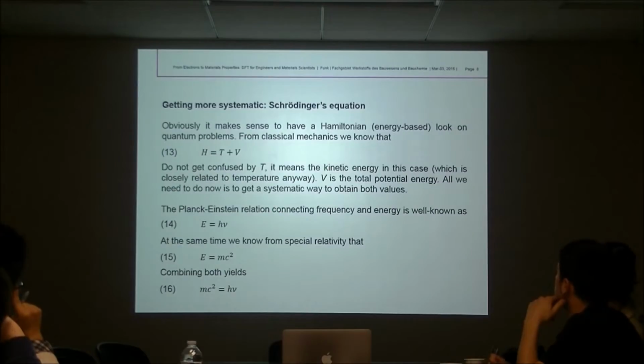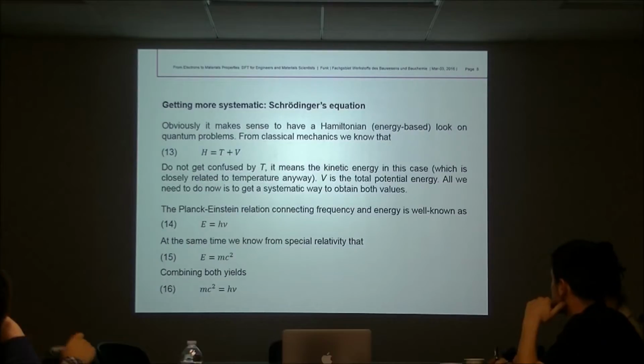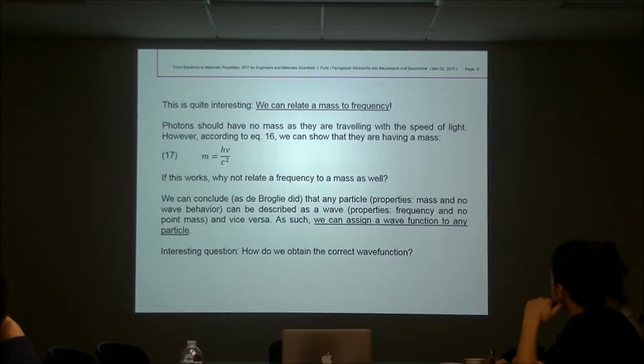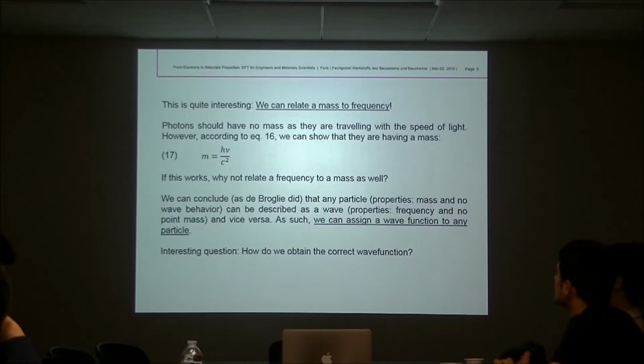Well, we can combine. If E is h nu and mc squared, then mc squared is also h nu. In principle, this is a little bit surprising, because we can now relate mass to frequency. More interestingly, photons should have no mass. They're traveling at light speed, and if they had a mass, according to the general, even to the special theory of relativity, their mass would be infinite at light speed.